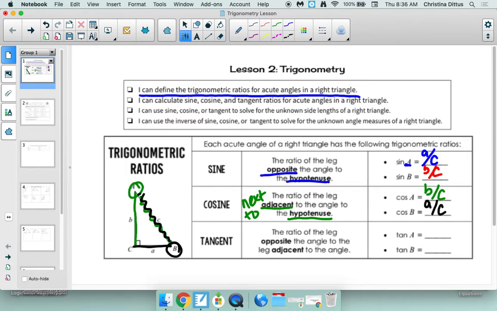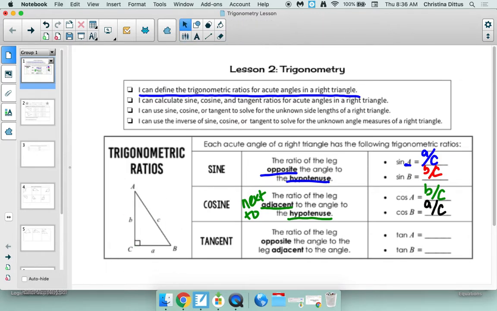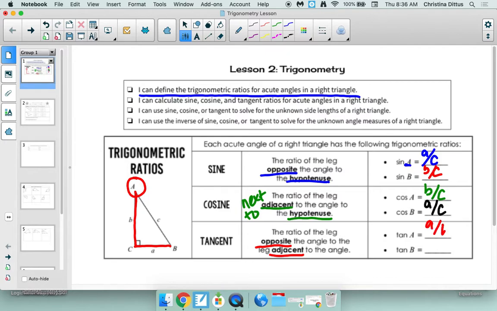Tangent is the one we will use a lot in word problems. It is the ratio of the opposite side over the adjacent side. So if I'm looking at angle A, what side did we say was opposite angle A? Little a. What side did we say was adjacent? Little b. So to find the tangent, you're going to take little a over little b. Notice this one you're not using your hypotenuse at all.